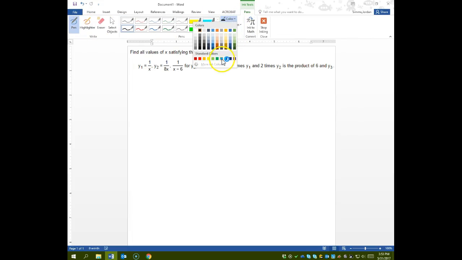Let's have a look at her. Let me get a cool color. We have to find all values of x satisfying the given condition. Basically, just like solve for x, right? Find the answer. We know y1 is 1 over x, y2 is 1 over 8x, and y3 is 1 over x minus 6. And we have a little bit of modeling to do. So let's set that up first.